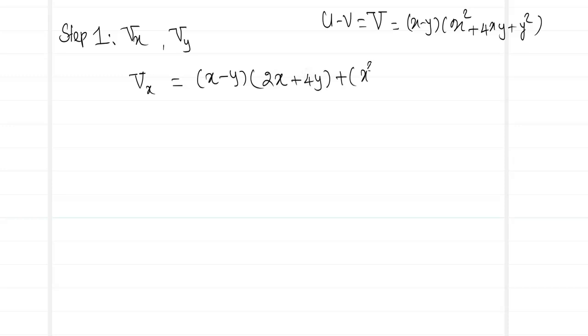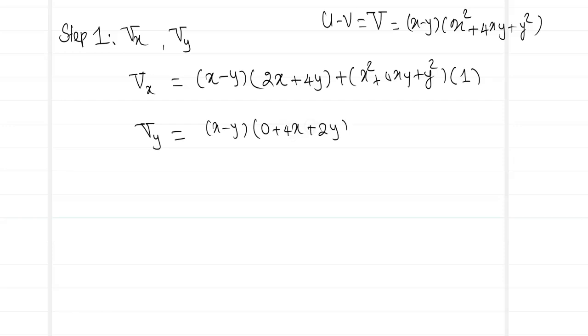Plus keep the second term, x square plus 4xy plus y square, as such, and then you will have to differentiate the first term with respect to x. So this becomes 1 and y becomes 0. Next, I go for the derivative of v with respect to y. With respect to y, keep your x minus y as such, differentiating the term with respect to x gives 0, plus 4x plus 2y. The second term, x square plus 4xy plus y square, into x minus y on differentiation with respect to y gives you minus 1. So my step 1, which is the derivative, has been obtained.